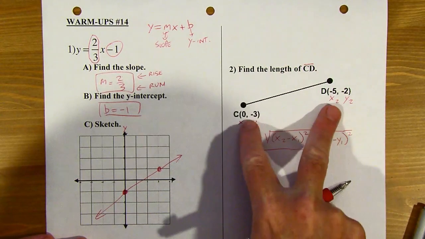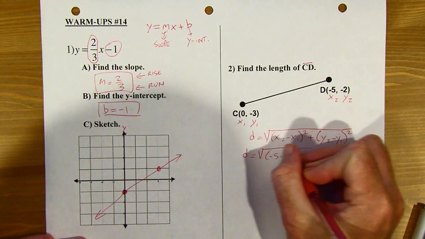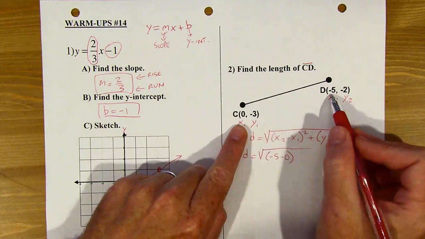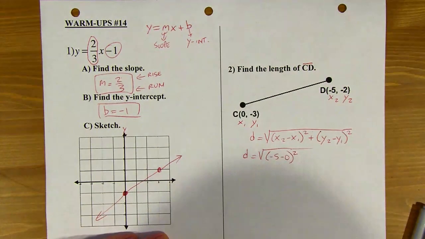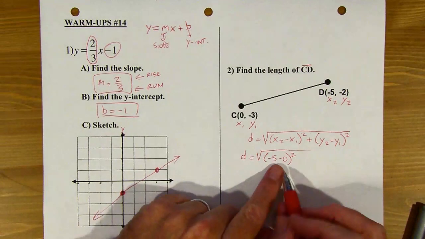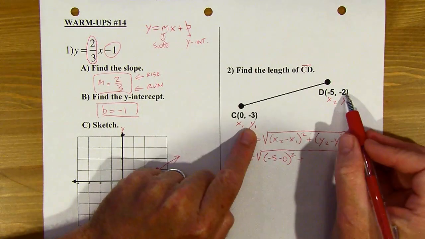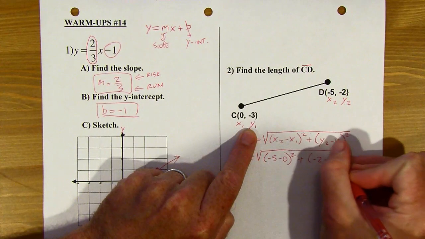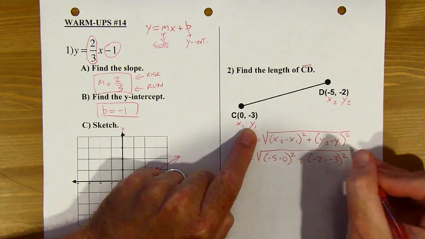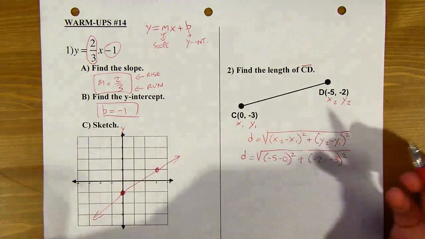Okay, so let's subtract the 2 x's. I'm going to do -5 minus 0. You could have also done 0 minus -5, and that would actually get you to the same place after you do the squaring. So it doesn't really matter which way you subtract, but make sure those are your 2 x's. And then for my y's, I'm going to do -2 minus -3. I'm going to have a double negative here. So just beware of that. And again, you could have done -3 minus -2. And that will work as well.